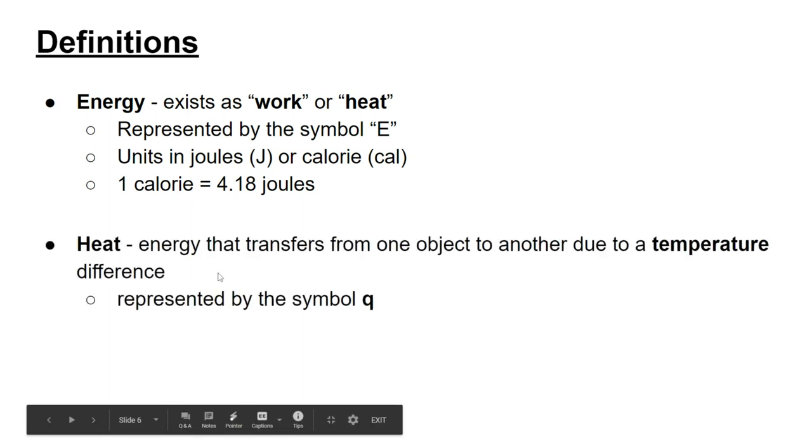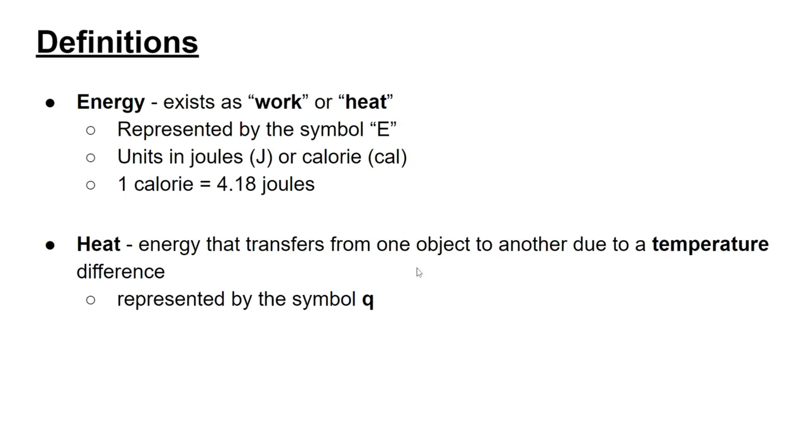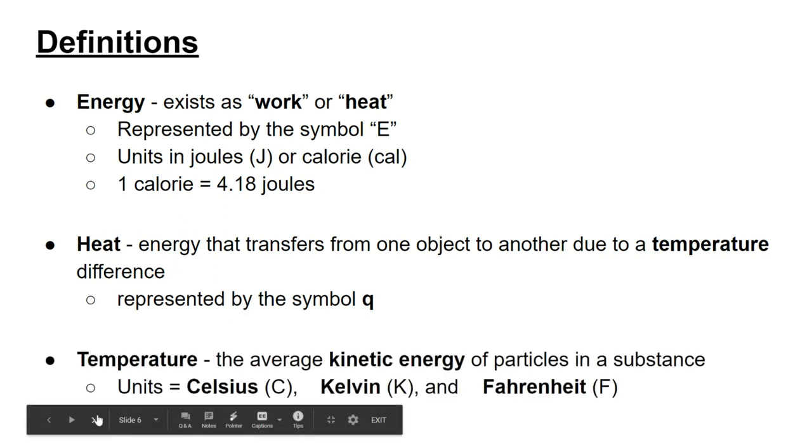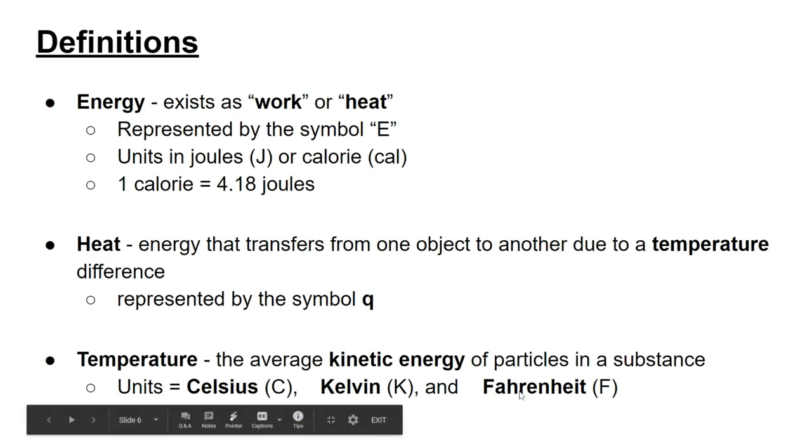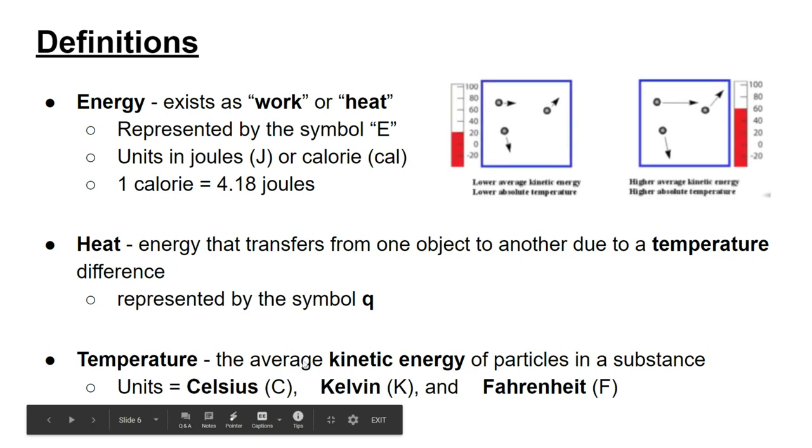Heat, on the other hand, is the energy that transfers from one object to another due to the temperature difference. It is shown by the symbol Q. And temperature is the average kinetic energy of the particles in a substance, units being degrees Celsius, Kelvin, and Fahrenheit. Celsius and Kelvin are what we use in our science class and in the labs. Fahrenheit is the one that we use in our day-to-day lives. So going back to temperature, temperature is the average KE of the particles.